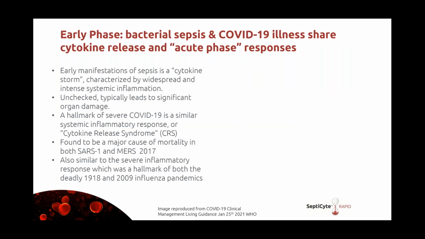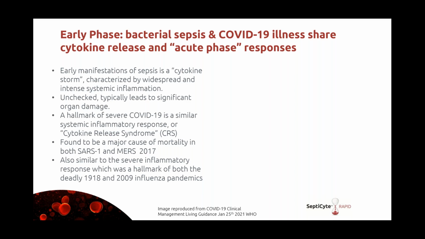When one looks at the early phase of bacterial sepsis, comparing it with COVID-19 illness, the cytokine release and acute phase responses are very similar. An early manifestation of sepsis is cytokine storm, which is typically seen in severe COVID-19 and is similar with regards to its systemic inflammatory response or cytokine release syndrome that's been described.